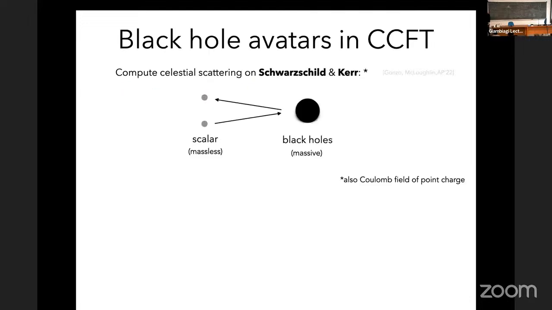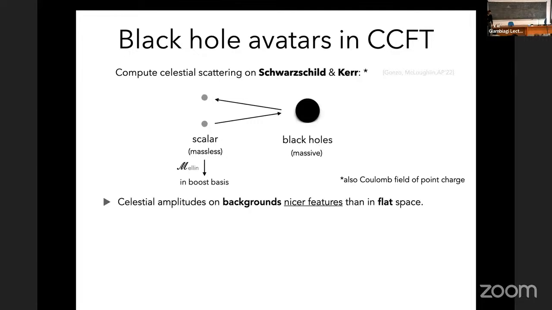So what we want to do is take massless scalars and scatter them off some background, in particular off of black holes, which will either be Schwarzschild or Kerr geometries, but we can also do this for the Coulomb fields of charges. Then we have obtained the two-point amplitude by the method that I just described. Then we'll go to the boost basis and see what the imprint of the geometry is in the celestial conformal field theory.